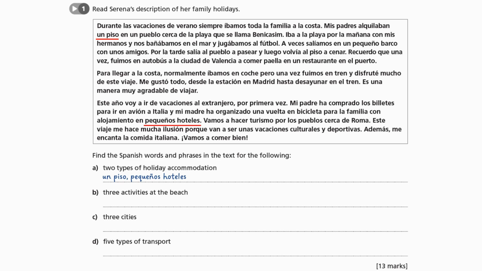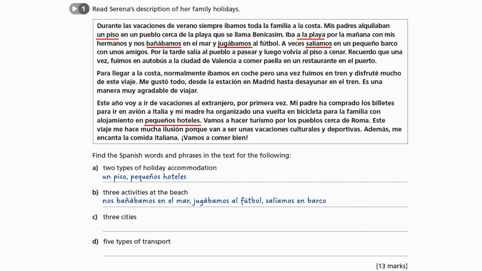For our three activities at the beach, we're going to need to find the word for beach just so we can see where we're looking at. It's the word playa, which is there in the text. So we can see that there are three activities here which end in amos. So it's the we form of the verb. So we have our three activities that the family would used to do at the beach. Nos bañábamos en el mar, jugábamos al fútbol, salíamos en barco. We don't necessarily need to know what these mean, but if we do, we would know that that means we swam in the sea, we played football, and we went out in a boat.